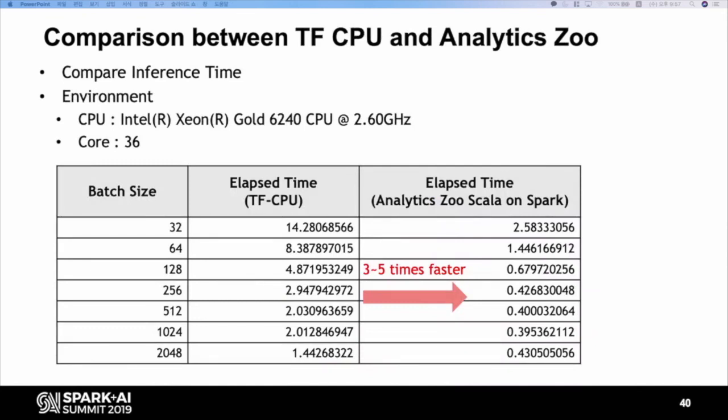We also measured the inference time of TensorFlow CPU and Analytics Zoo. As you can see in the table below, Analytics Zoo is approximately 3 to 5 times faster than TensorFlow CPU on Intel devices. That's all I have to say about network quality prediction.